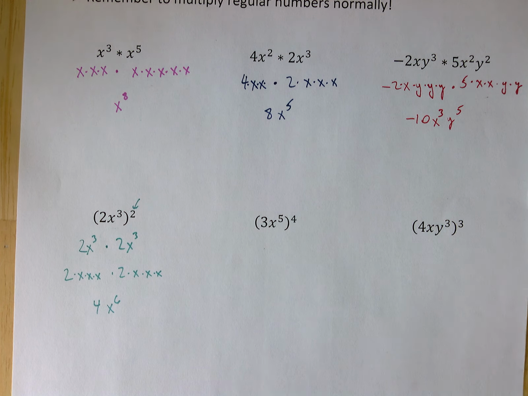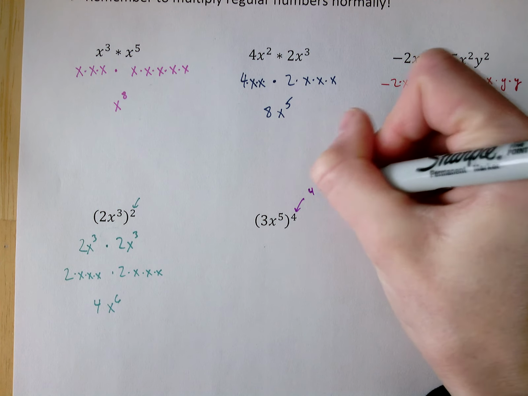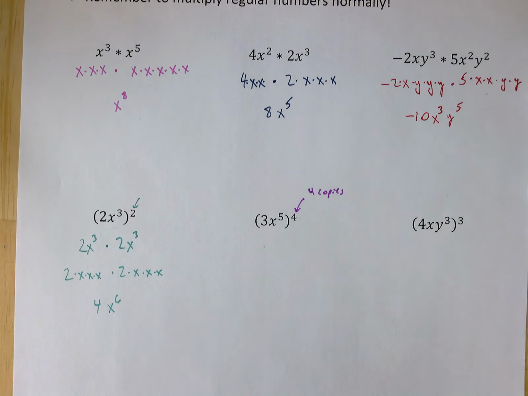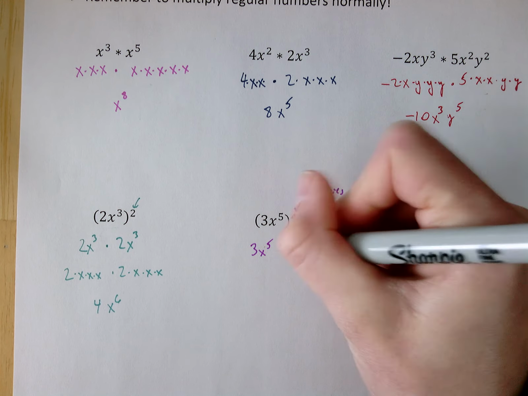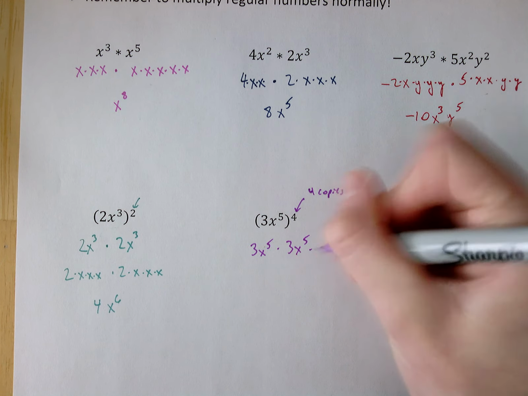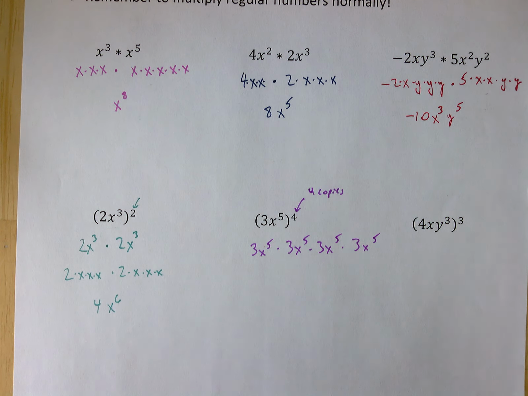All right, this one right here. Again, this exponent on the outside means that you're going to have 4 copies of the stuff on the inside. So I'm doing 3x to the fifth times 3x to the fifth times 3x to the fifth times 3x to the fifth. 4 copies of 3x to the fifth.